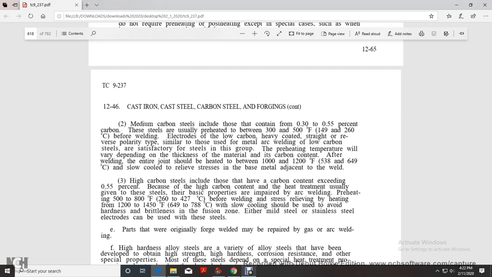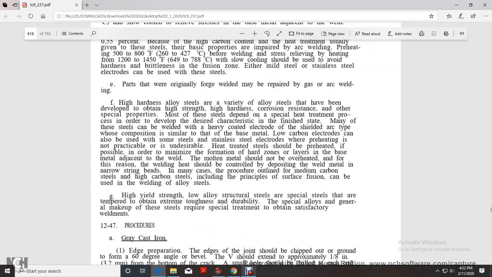High carbon steel includes those with a carbon content exceeding 0.55 percent. Because of the high carbon content, these steels are usually heat treated, and their basic properties are impaired by arc welding. Preheat to 800 degrees Fahrenheit before welding, and stress relieve by heating to 1200 to 1450 degrees Fahrenheit with slow cooling, to avoid hardness and brittleness. Stainless steel electrodes can also be used on this steel.